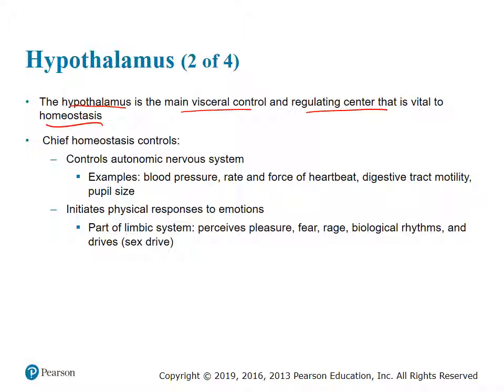It's a major chief operating officer of homeostasis. It's the regulating center for it as well. Okay. This is important to understand because this is where we control the ANS, the autonomic nervous system. And the autonomic nervous system is doing what? Controlling, or it's on autopilot. It's like the thermostat of the body. It's the one that's maintaining that controlling system, like temperature and blood pressure and heartbeat and all that stuff.